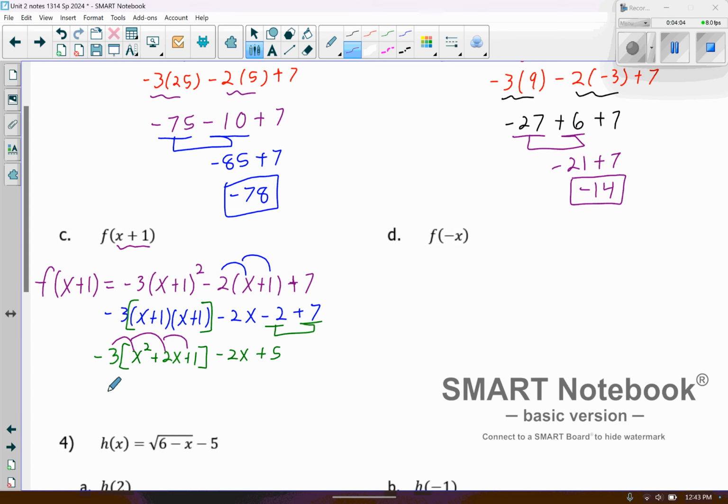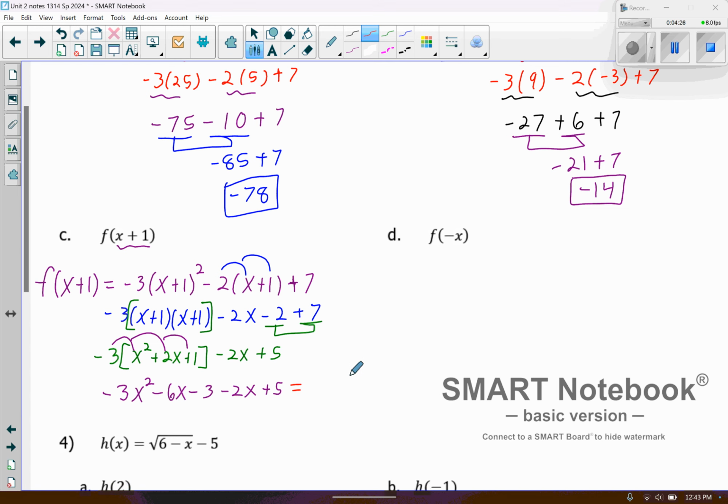So let's see, we're going to have negative 3x squared. This will become a minus 6x and then a minus 3. So I multiply negative 3 by all three of those. And then we still have the minus 2x and the plus 5. And I'm going to just try to put it over here on the right side.